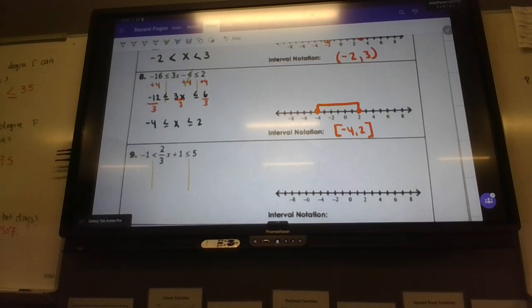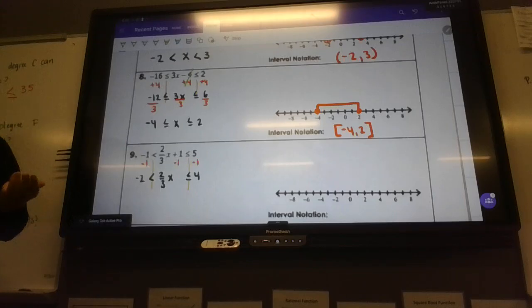So we've got to do -1. We're trying to clear everything away from the middle. -1, -1. Sure. And just put the pass on my desk. So that's -2 is less than 2/3 x is less than or equal to 4.